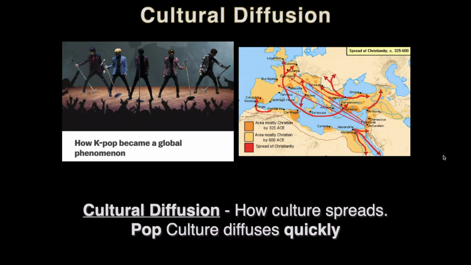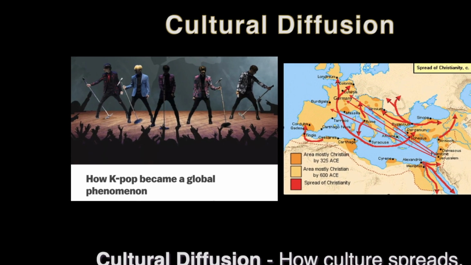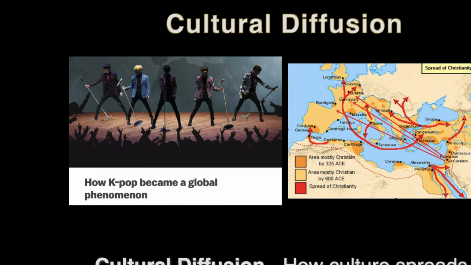And we know all about pop culture thanks to cultural diffusion. Diffusion is basically a bougie term for spreads. So cultural diffusion is how culture spreads. On the left, we have this example of how K-pop became a global phenomenon. It started in South Korea and it made its way all around the world, even in the United States.